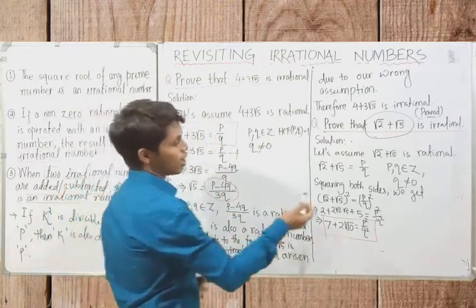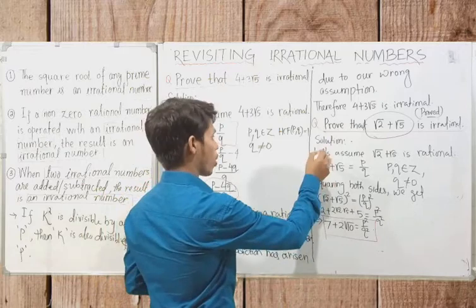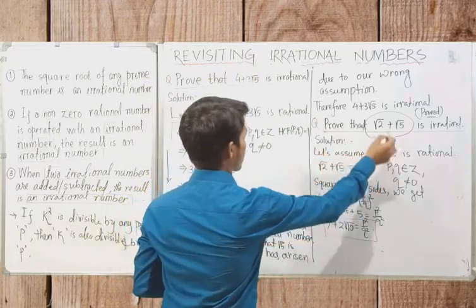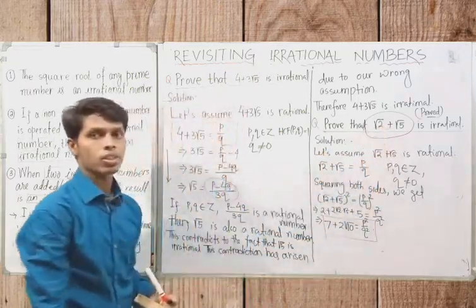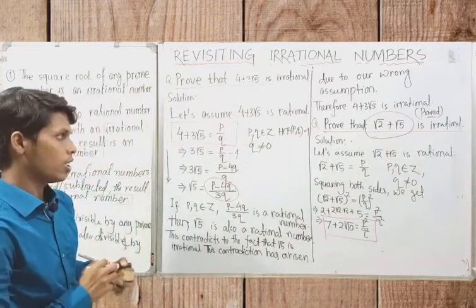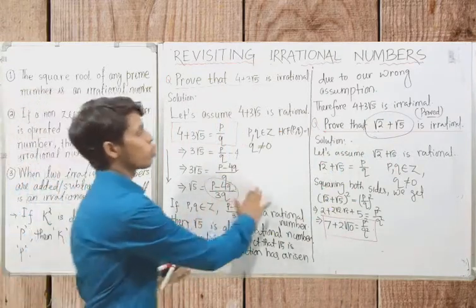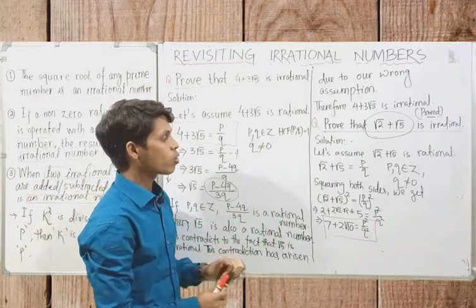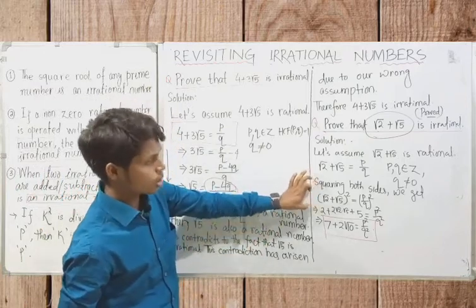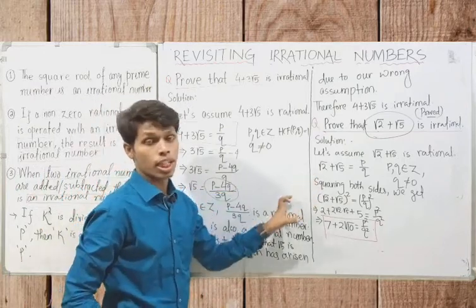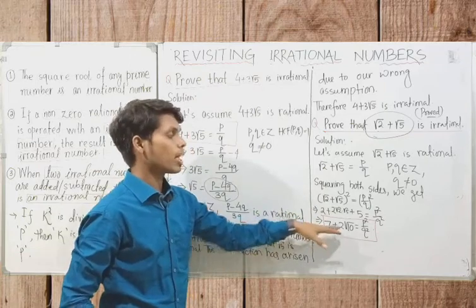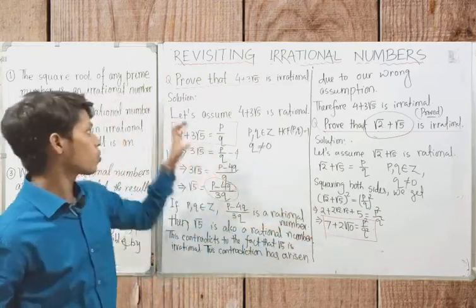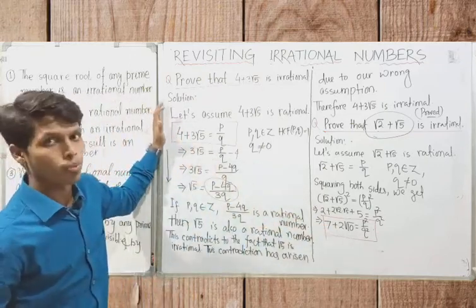Then we will write: this contradiction has arisen due to a wrong assumption, and if our assumption is wrong, then this one is correct, that is, root 2 plus root 5 is irrational. So questions number 2 and 3 are the same, but in question number 3 you have to follow one first step, that is squaring both sides. After that you will get an expression similar to question number 2.